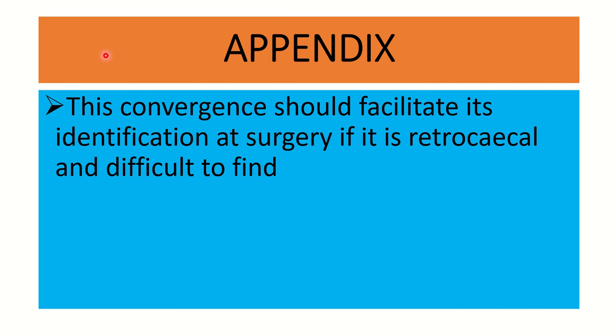Then the applied anatomy: the convergence should facilitate its identification at surgery, and if it is retrocecal, it is difficult to find. So during the appendicectomy procedure, to find the appendix, we have to see the tinea coli, and this tinea coli converges at the base of the appendix. And the appendix is an intraperitoneal structure, and it is located within the mesoappendix.